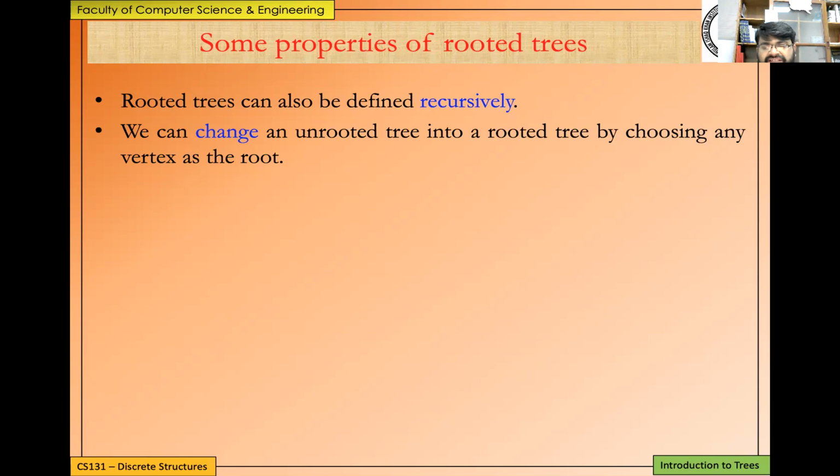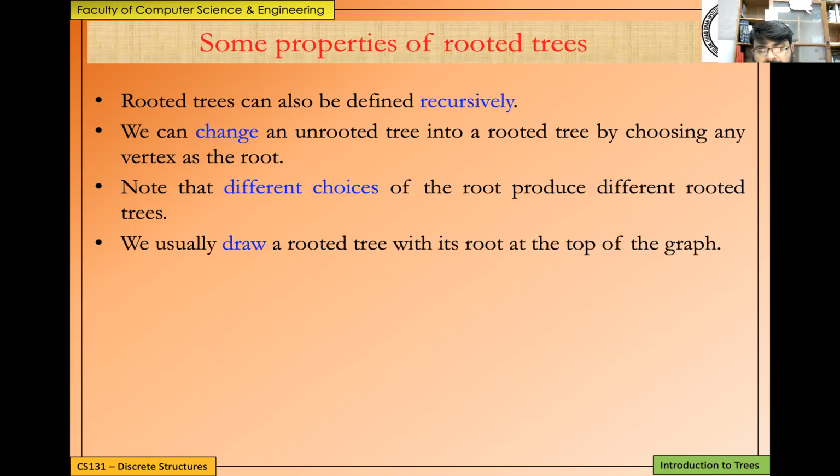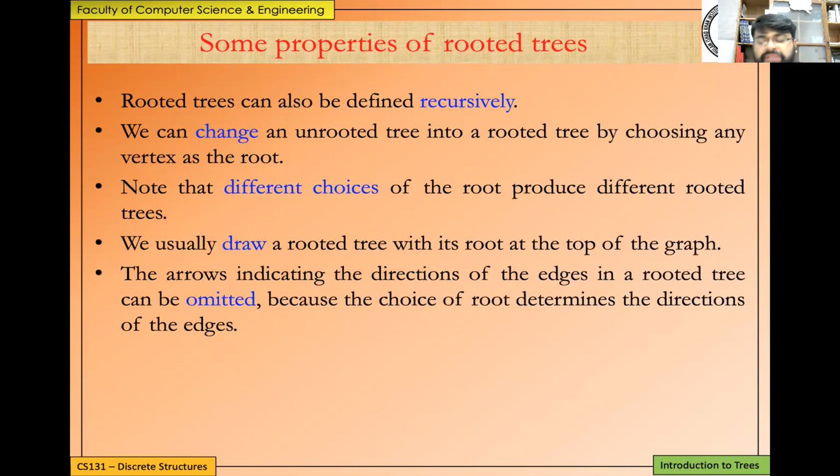So we can always change an unrooted tree into a rooted tree by choosing any vertex as the root. This is what I said earlier. Note that different choices of the root produce different rooted trees. This is what I showed you in the previous example. We usually draw a rooted tree with its root at the top of the graph, unlike typical trees where the root is at the bottom. But in computer science, all the trees are drawn with the root at the top and the rest of the branches following.